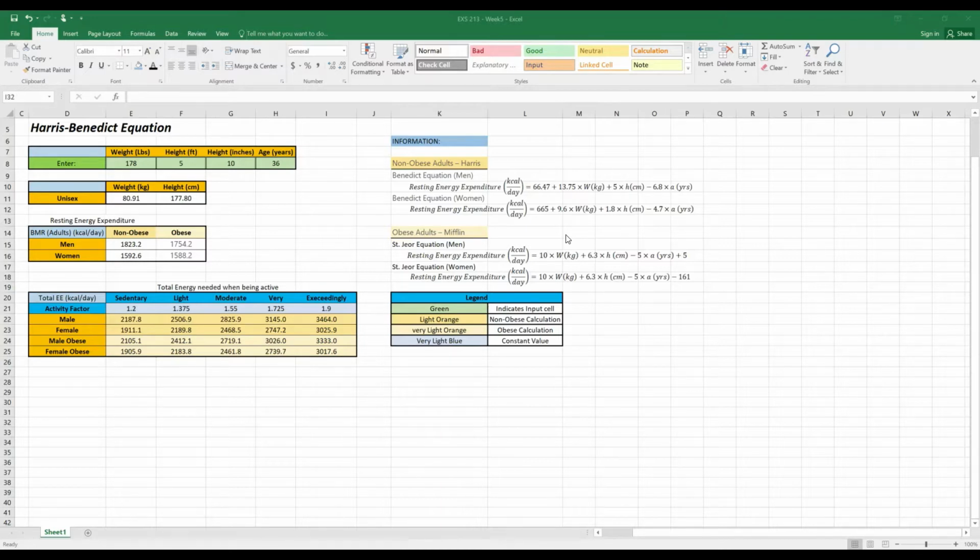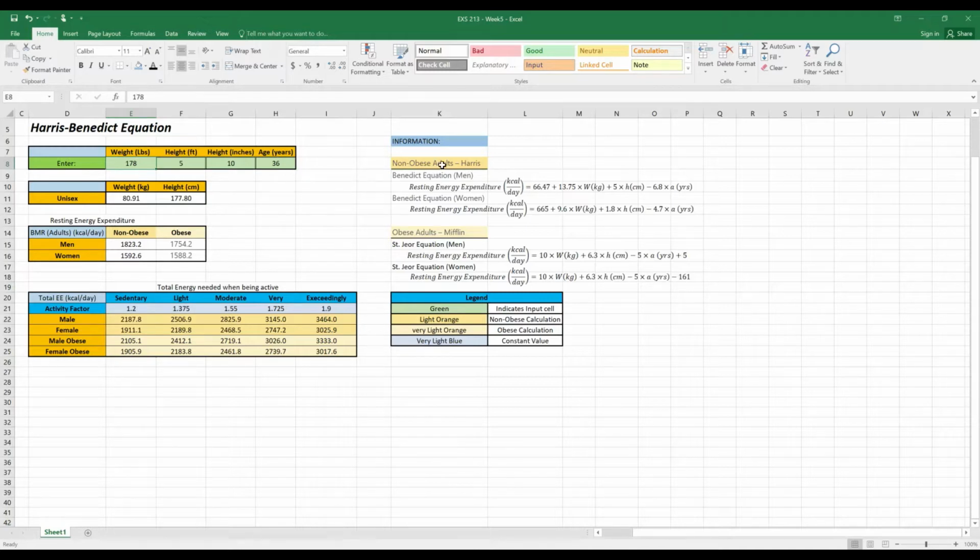I have the Harris-Benedict equation here that I'm going to be discussing. I have a client that is non-obese. She weighs 147.5 pounds, she is 5'4", and she's 42.